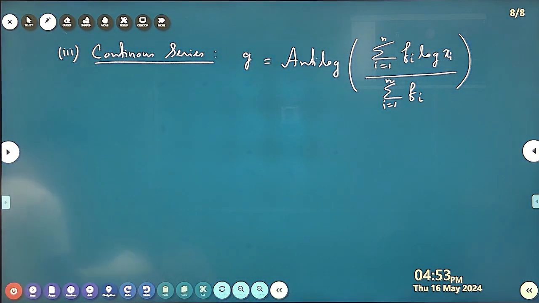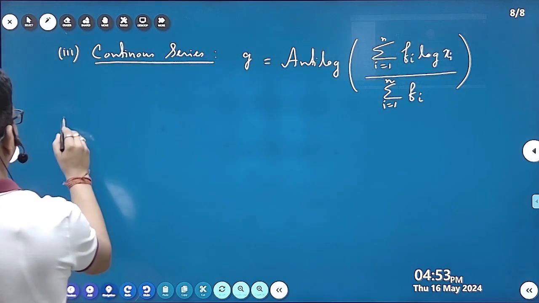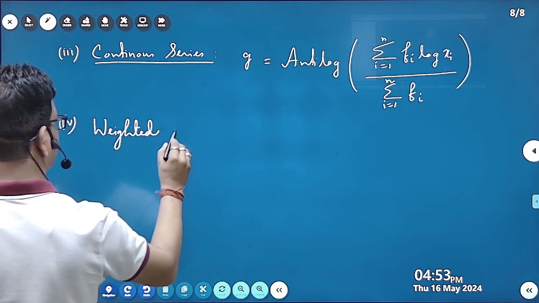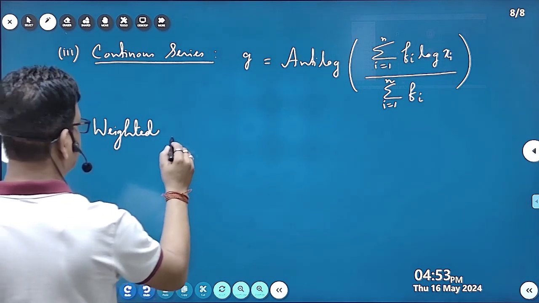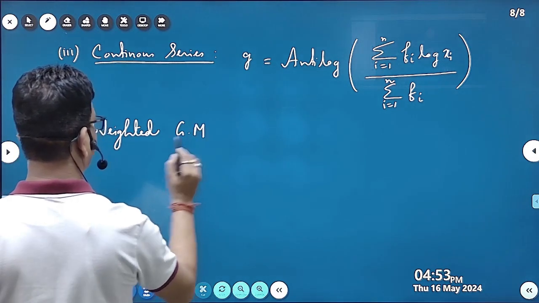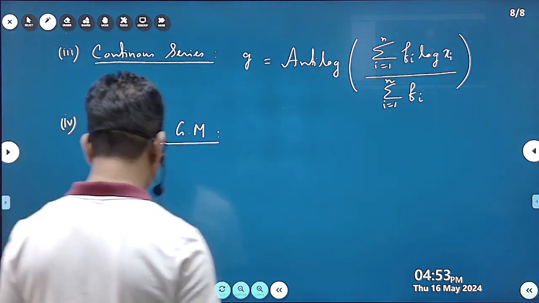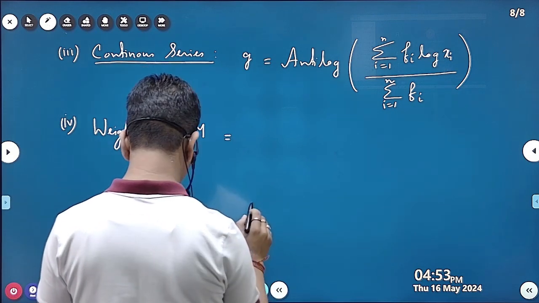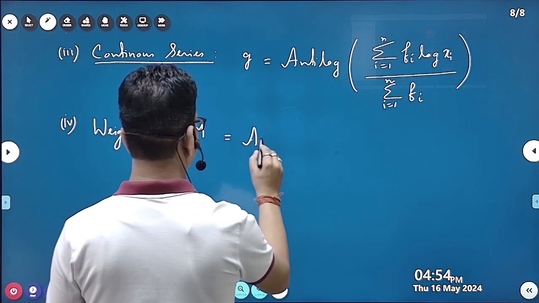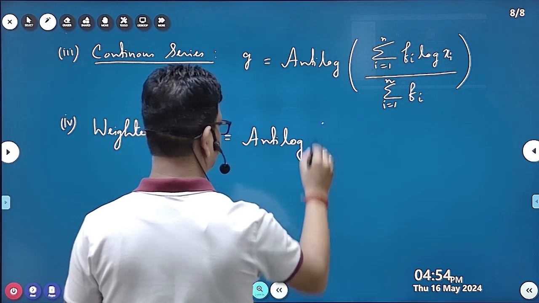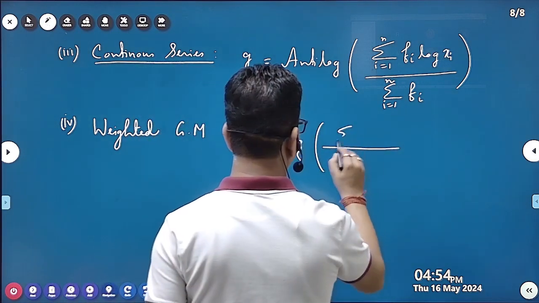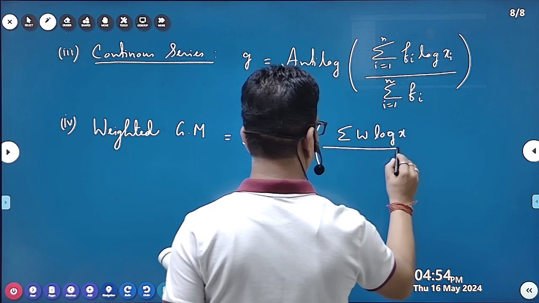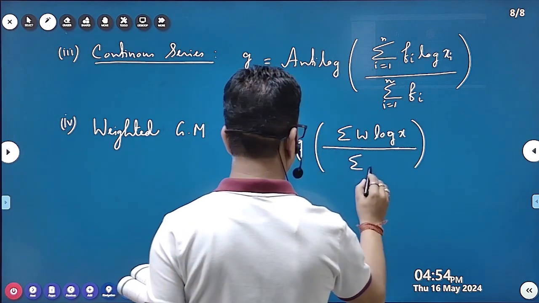All right, and then for weighted geometric mean, you have already done weighted means. So for the weighted series, for weighted geometric mean, in this case it is equal to anti-log again of summation of w, the weight, times log x, divided by summation of w.